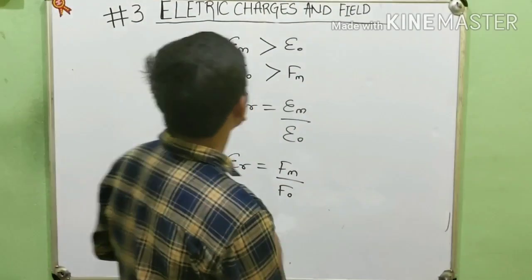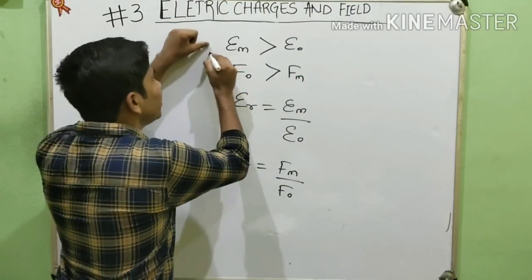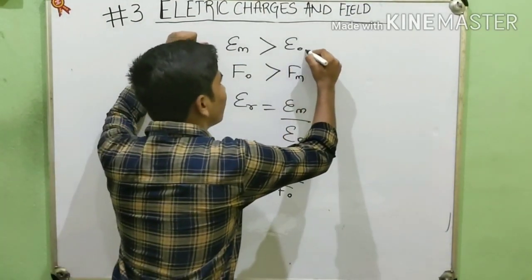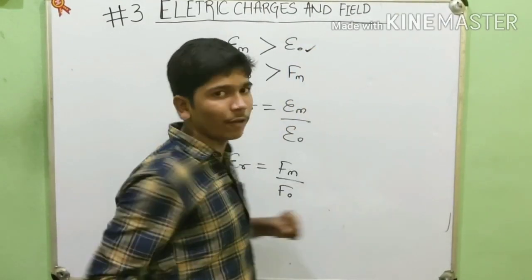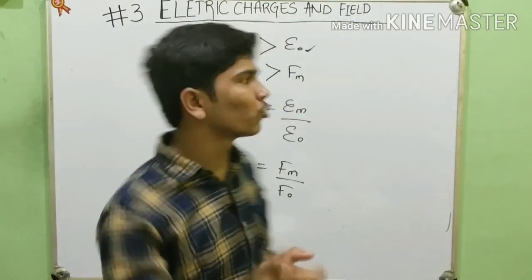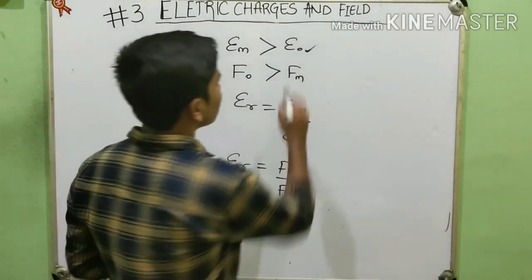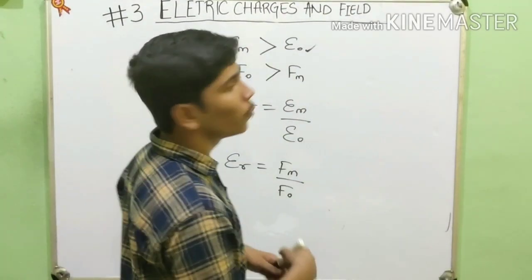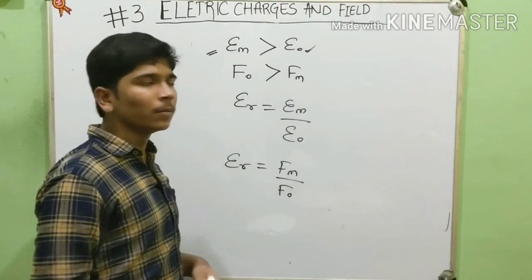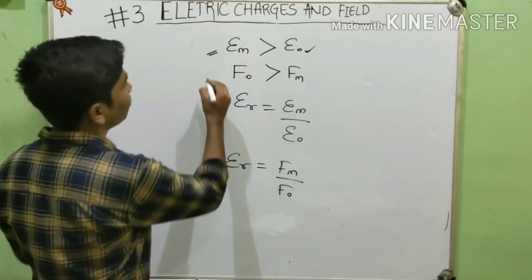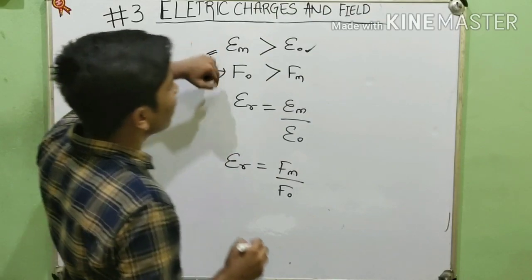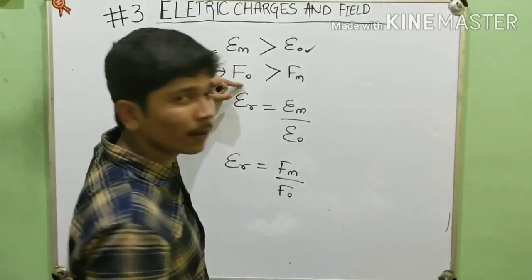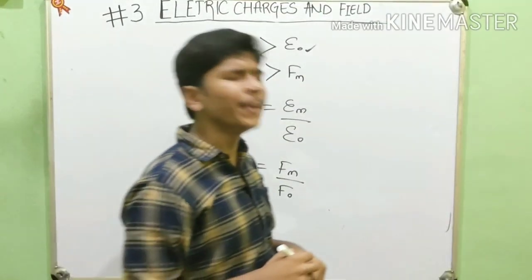So today what we have read, I am highlighting the lecture. Permittivity of medium is always greater than permittivity of air. Permittivity of air is 8.854 into 10 to the power minus 12 coulomb square per Newton meter square. That is the minimum value. So force is maximum in vacuum or free space, and from this we have concluded that force in air will be more than force in any medium.